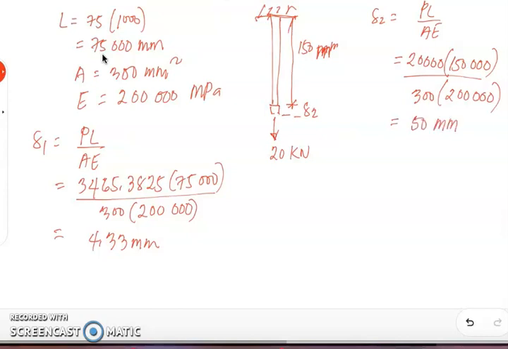So to get now the total elongation, we have equal to elongation 1 plus elongation 2. So it gives us 4.33 plus 50, so we have here 54.33 mm. So this is the total elongation.